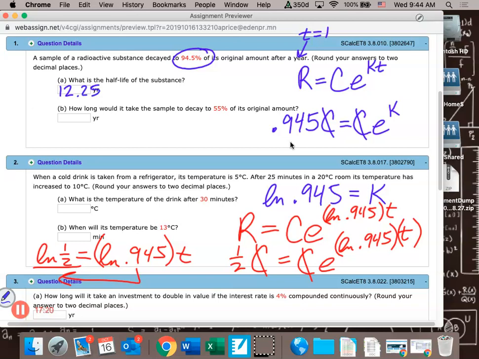Okay. How long would it take the sample to decay to 55% of its original amount? So instead of putting in 1/2 C here, what would we put in? 0.55 C. And then you're going to do the exact same thing. So see if you can do the exact same. Now yours might be different, right? Mine's 55, but yours might be 50 or 45 or whatever it is. Call me over if you need help.